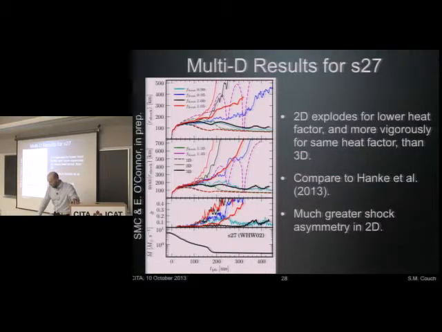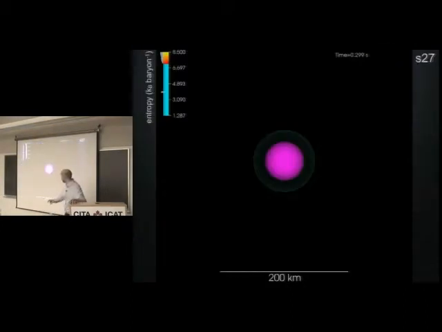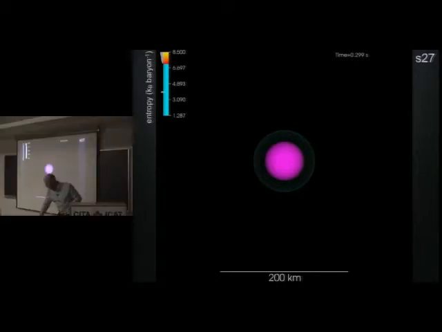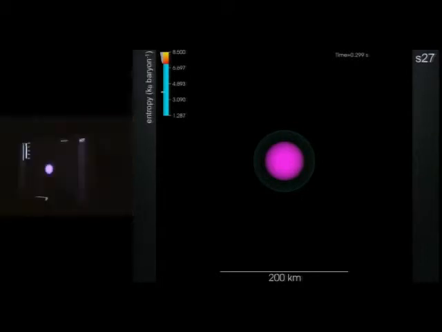All right. So I kept you from this long enough. How about a movie? All right. So this is a 3D volume rendering of our 27 solar mass model, which does not explode. So F heat 1.0. The magenta surface is the neutron star. It's actually a constant density contour at 10 to the 12 grams per cc. The faint blue you'll see is the shock surface, and then you'll see the convection below that. So this is just right after bounce.